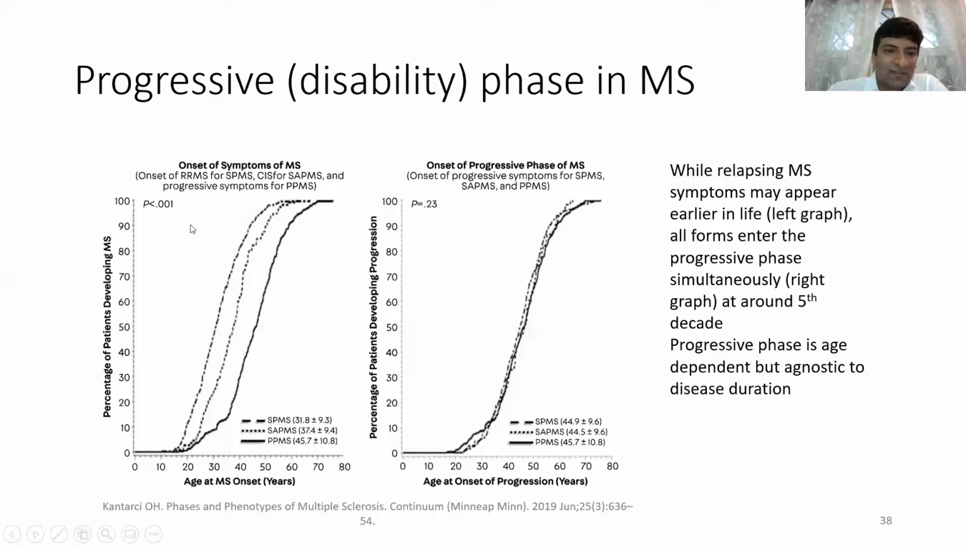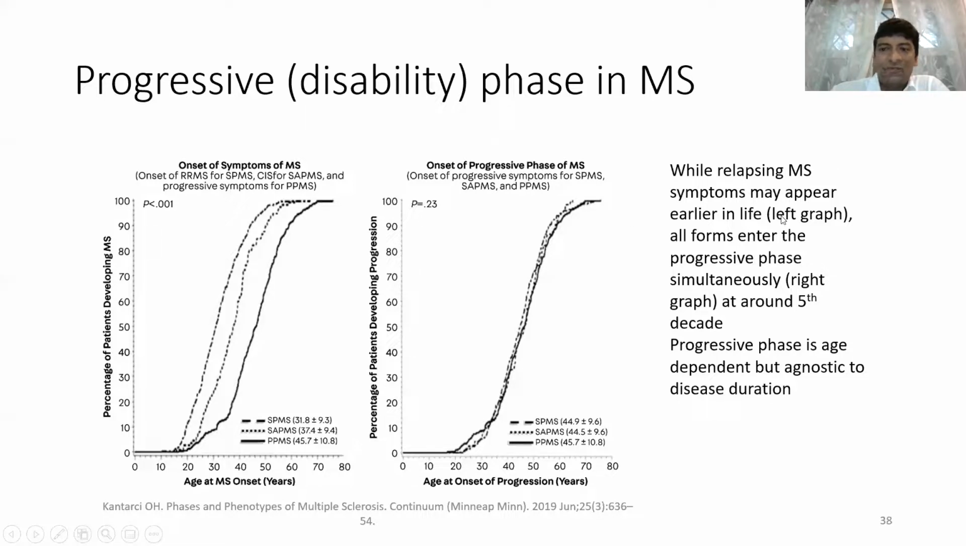So the graph that I'm pointing to now on the left side shows patients who develop symptoms very early in life. Some of them develop symptoms in the first decade or second decade. And these patients were either secondary progressive or single attack progressive or primary progressive. So primary progressives usually start a little later. But irrespective of which type of MS they were, if we look at the progressive phase, they all enter the progressive phase roughly around the age of 40 or so.